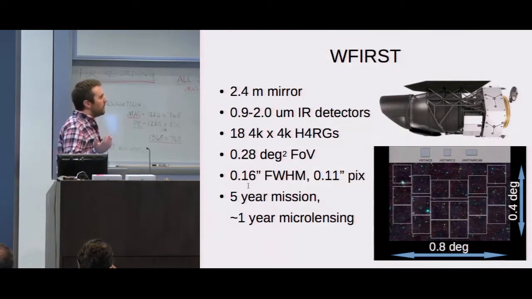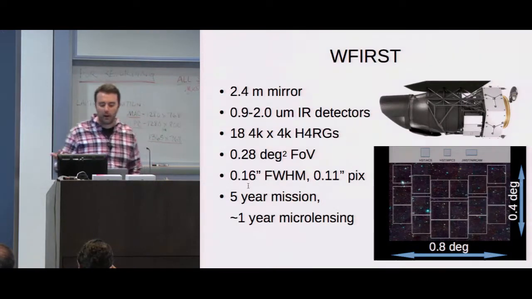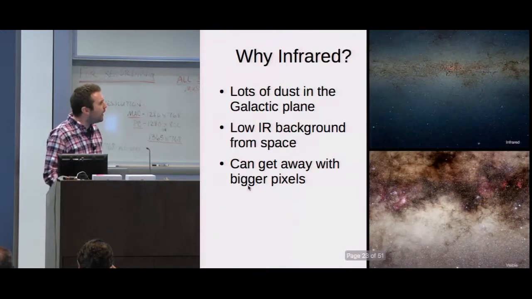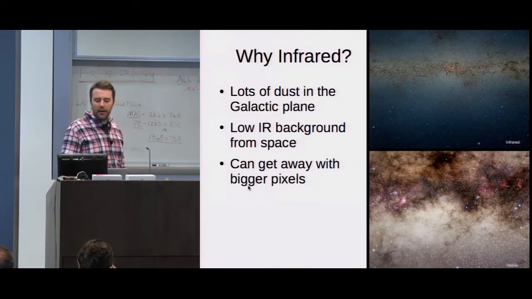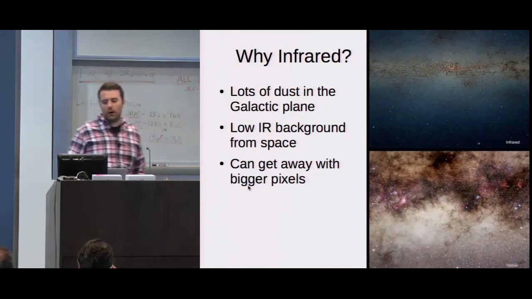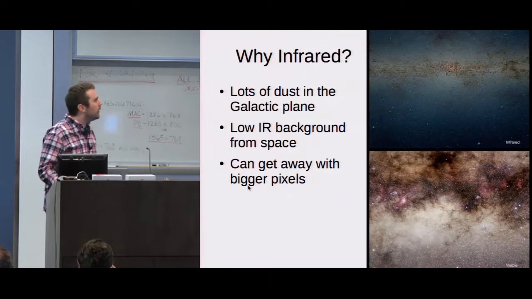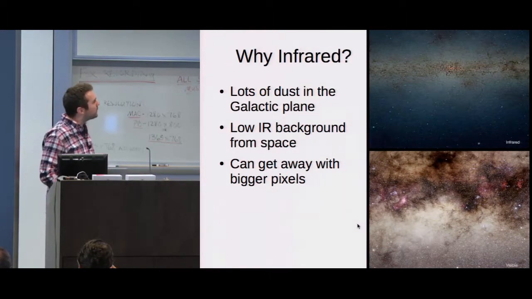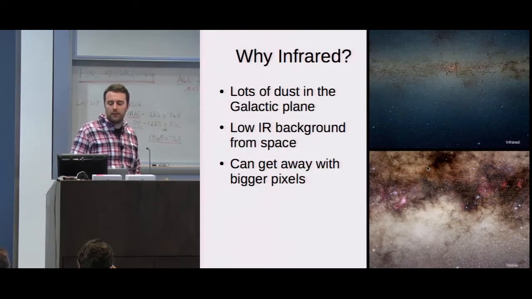And then the mission is 5 years, but it's not dedicated to microlensing. Microlensing is only a part of it, so you have a roughly 1 year program of microlensing. Why in the infrared? Well, the main reason is there's a lot of dust towards the galactic center. So you want a high density of stars, and if you can peer through that dust, you can get a higher density per square degree.